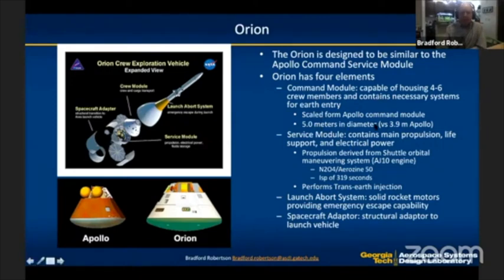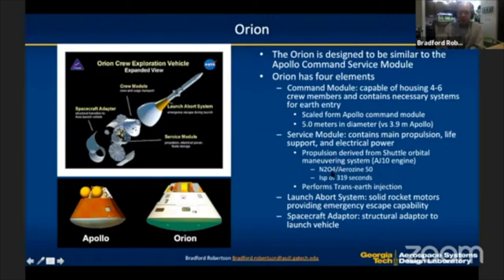So, and that was 5 meters in diameter versus 3.9 for Apollo. The idea was that we wanted to carry much more crew to the moon, and also possibly 6 crew to ISS, because they also wanted to use this for ISS crew rotation. The service module, similar to Apollo, contained main power, propulsion, life support, etc.